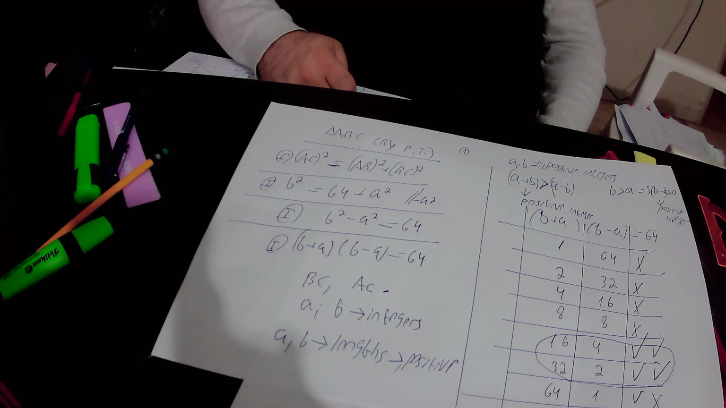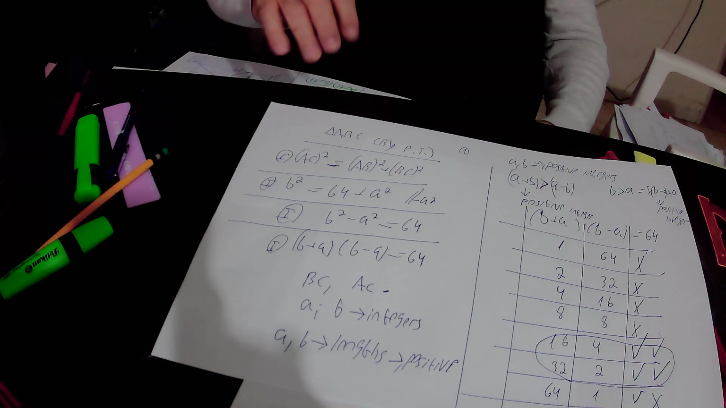So BC equals A and AC equals B. That is to say, A and B are integers. And because A and B are the lengths of the sides of the right triangle, as lengths they must be positive numbers. So we know that A and B are both integers and also positive. So we can conclude that A and B are positive integers.